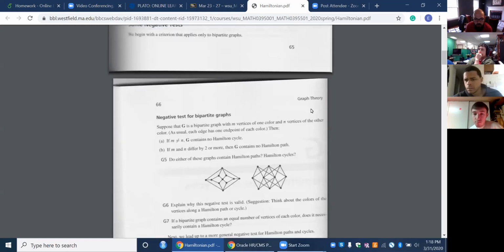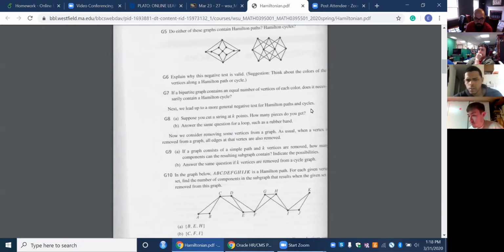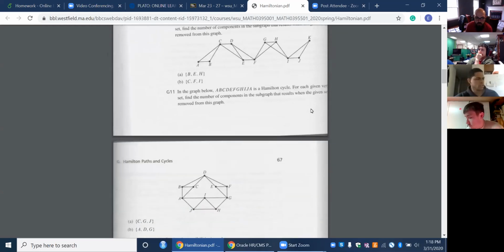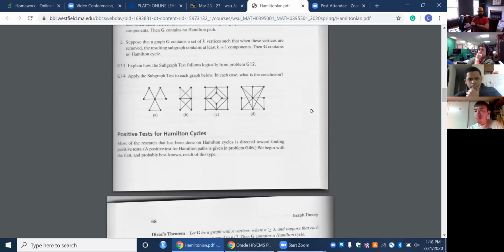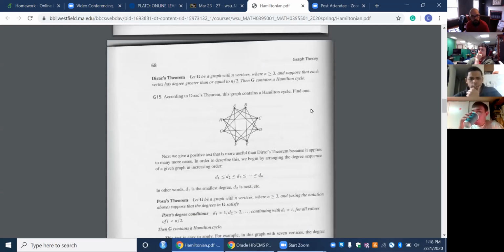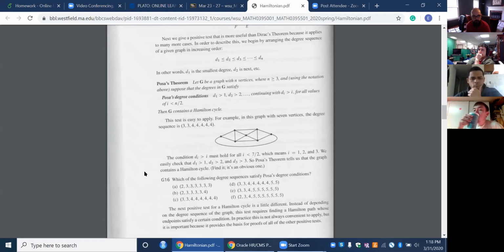So what about the Pósa's test there? Yeah, that was straightforward. Do you want to talk through one of those? Sure. For part A, we counted the number of vertices, which happened to be 7: 1, 2, 3, 4, 5, 6. So that means i must be values less than 3.5: 1, 2, and 3. If we look at the first degree, it's 2. So 2 is greater than 1. 3 is greater than 2. However, 3 is not greater than 3. So Pósa's theorem does not satisfy this condition here.